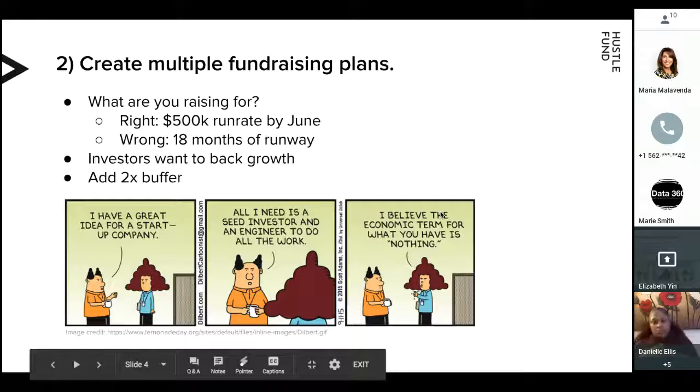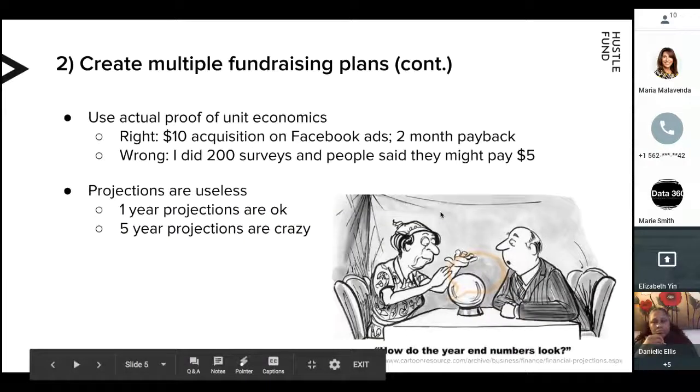They want to hear, I'm raising $500,000 or $1 million to get to this traction level within the next year, or something along those lines. I would also add some buffer around these estimates, since they're going to be wildly off. When you create these multiple fundraising plans, they're going to be based on data you already have, and that's not going to be much data. If you're testing Facebook ads, maybe you're testing $10 here and there. It's going to be small numbers, but it's a place where you can start. You're going to be wildly wrong in your projections, but it's a good starting point.